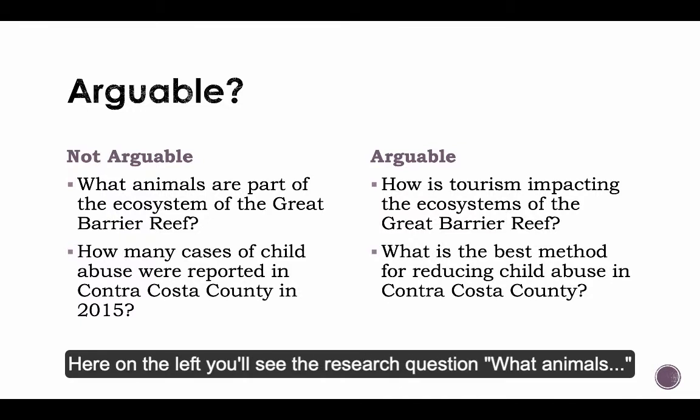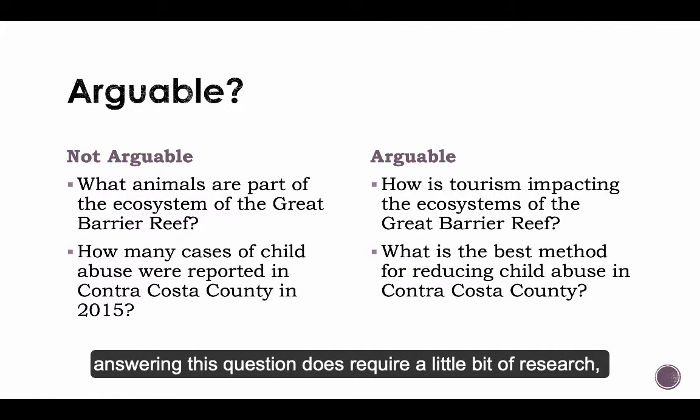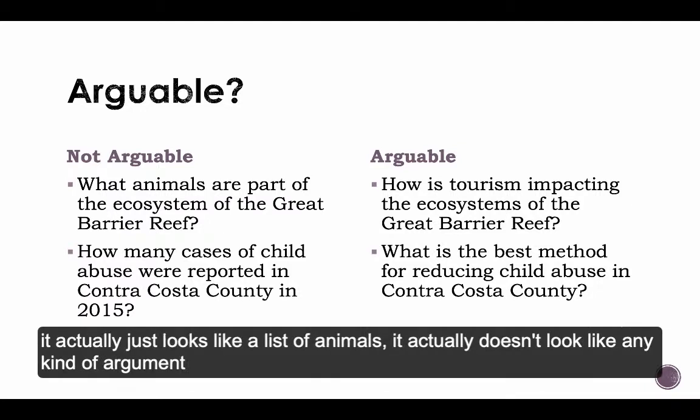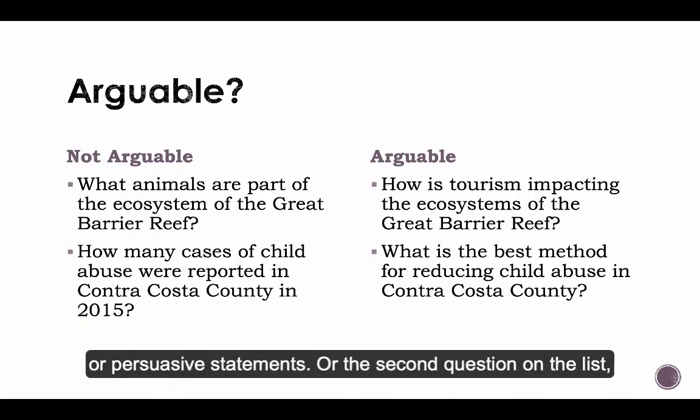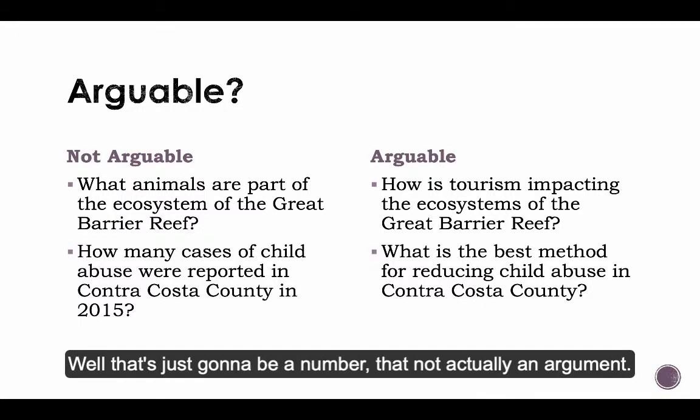Here on the left, you see the research questions. What animals are part of the ecosystems of the Great Barrier Reef? Well, we probably need to look that up, so answering this question does require a little bit of research. But if you think about what the answer to that question looks like, it actually just looks like a list of animals. It doesn't look like any kind of argument or persuasive statements. Or the second question on the list, how many cases of child abuse were reported in Contra Costa County in 2015? Well, that's just going to be a number. That's not actually an argument.